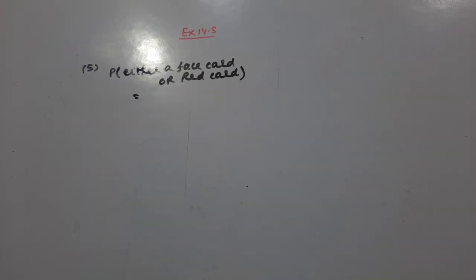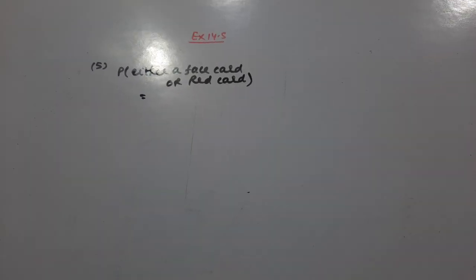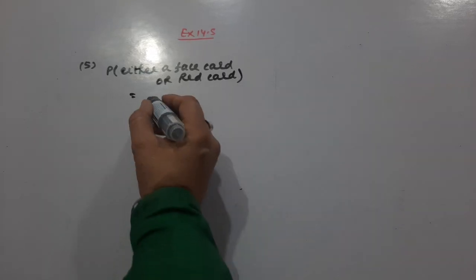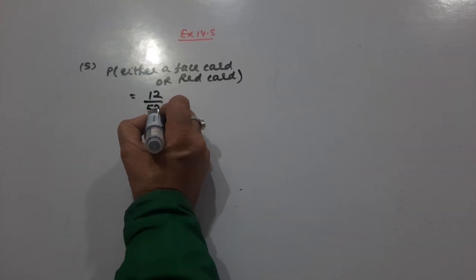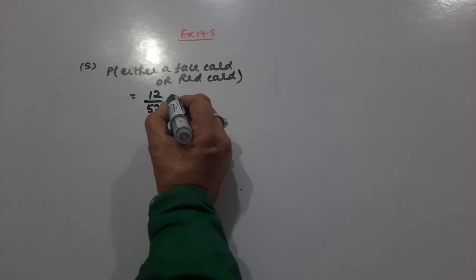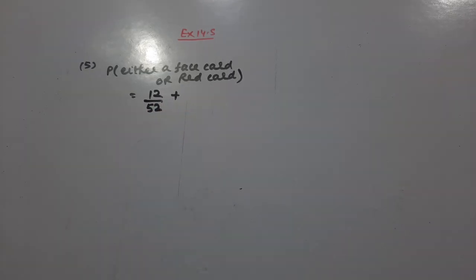Now, students, we know we have 12 face cards. So the probability that it is a face card is 12 upon 52. Now, students, in the question, we have to see whether the events are mutually exclusive or not. Here we can see that in face cards and red cards, a few cards are common. And when cards are common, then the events are not mutually exclusive.